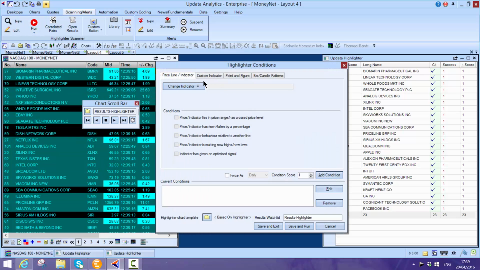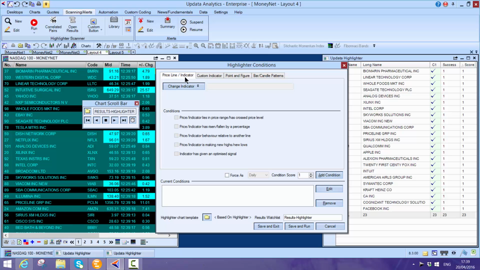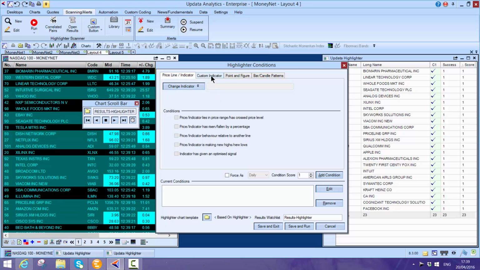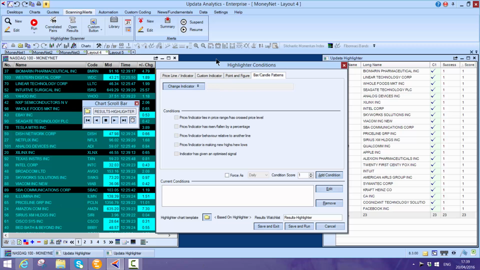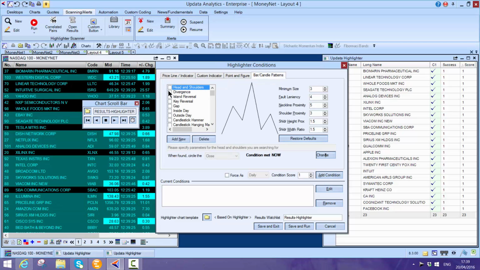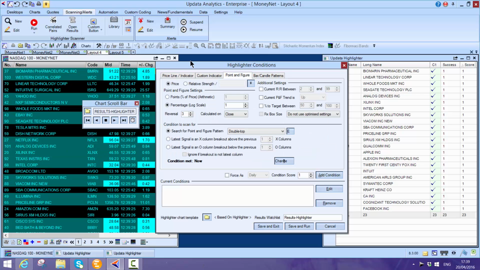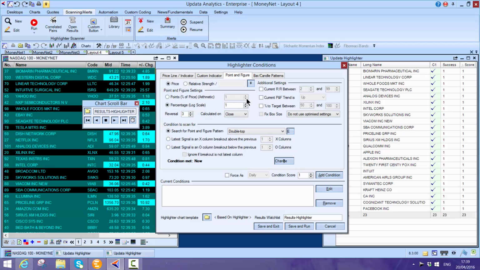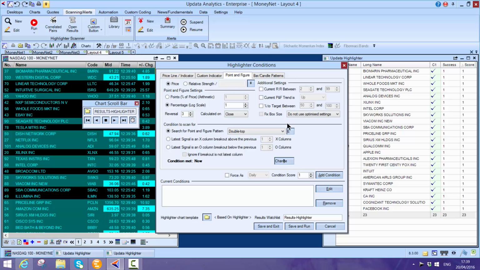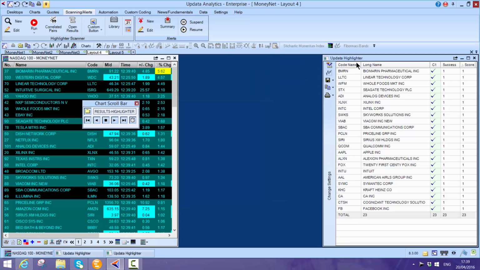and you can write any one you want. You can basically do it on a price or indicator. You can do it on a custom indicator. You can scan for head and shoulders, divergence, candlestick patterns, and of course point and figure, because Updata is really the best point and figure system in the world. We can scan for log scale point and figure where the trend is up and the percentage target is greater than a certain level. So here's a scan I did earlier.